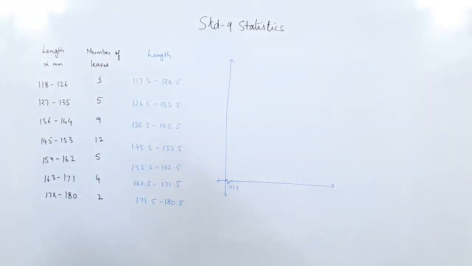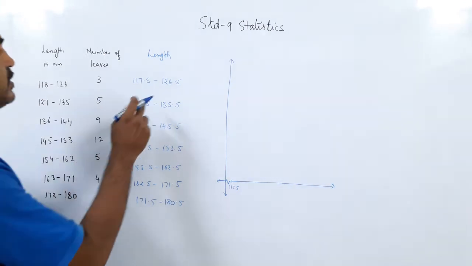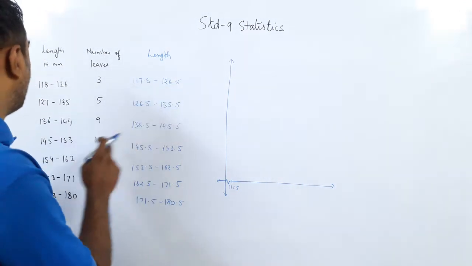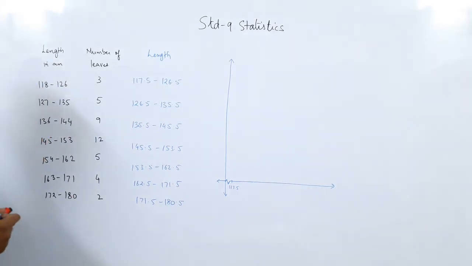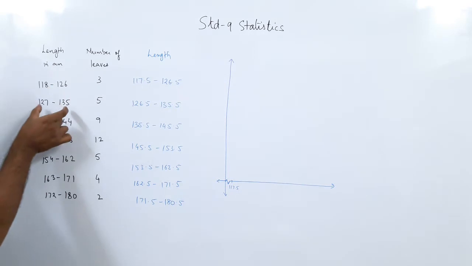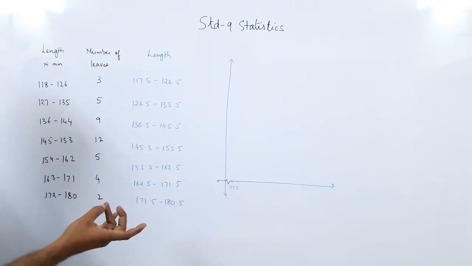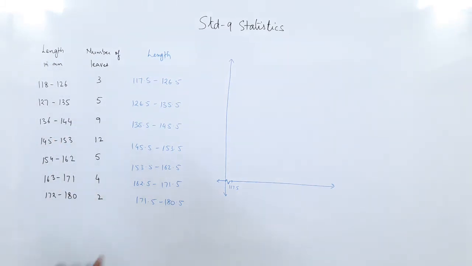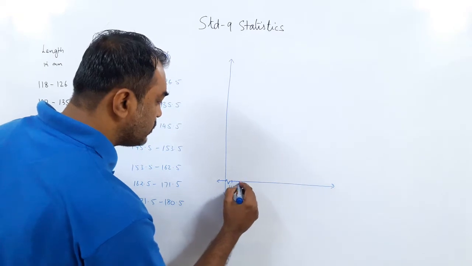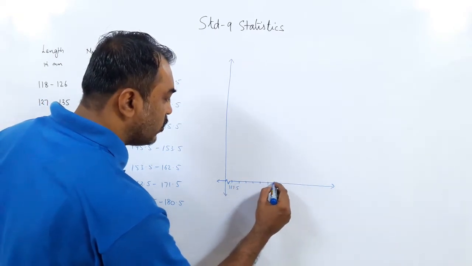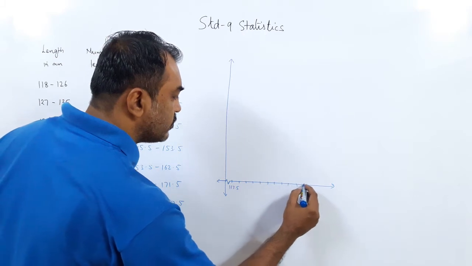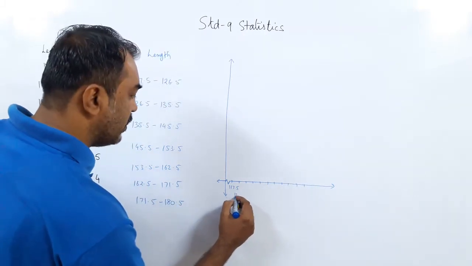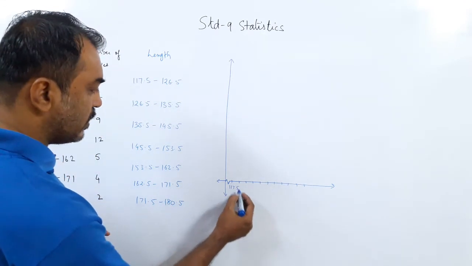Now I can begin at 117.5. Let us check the width. How much is this, 117.5 to 126.5? Is the gap the same? You can check it out: 118, 119, 120, 121, 122, 123, 124, 125, 126, a gap of 9. Check here: 127, 128, 129, 130, 131, 132, 133, 134, 135, a gap of 9. So all the gaps are equal, and I can go for equal spacings. Starting from 117.5, this is 126.5. I'm writing it below because the number is not fitting here.